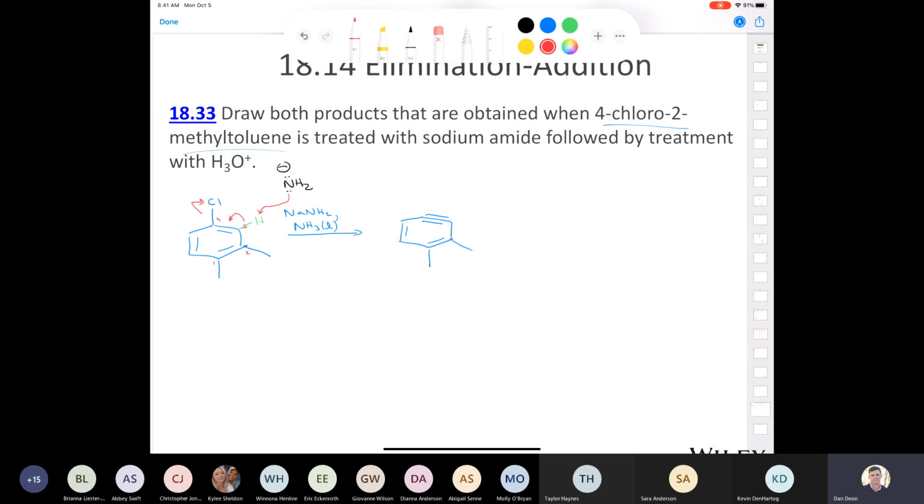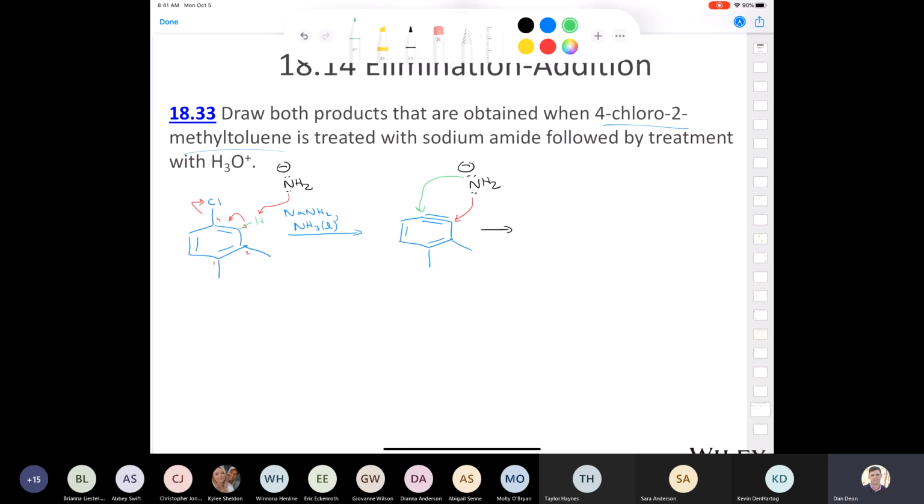And then, of course, the amide can attack either one of those carbons in the benzyne. It could attack here, or it can attack here like that. Either way, maybe I should put an arrow in green and then maybe an arrow in red, like that. And then we're going to treat that with acid after that. So let me draw the intermediates. I think that is the best way to do this.